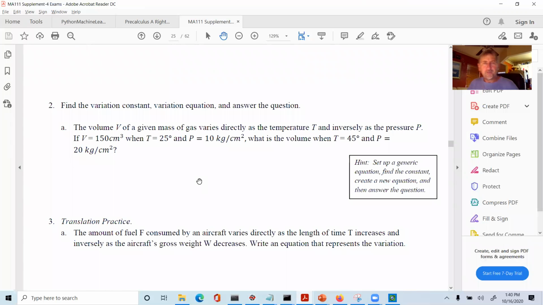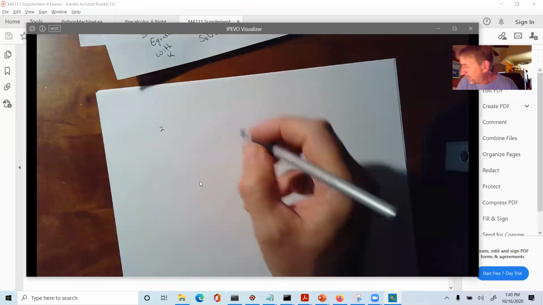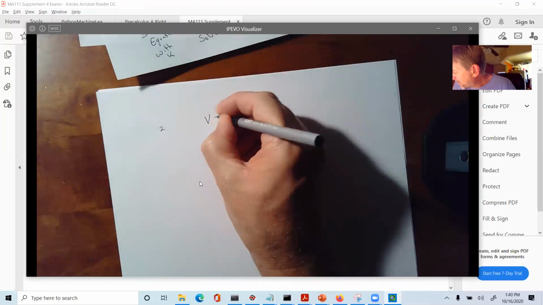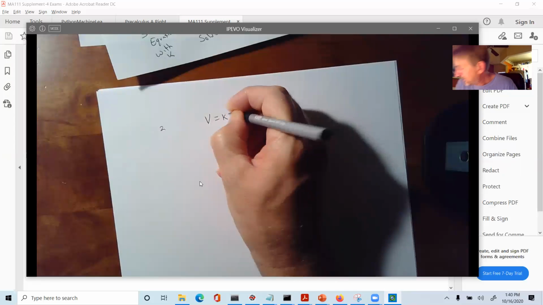All right, so on to problem 2. Oh, here comes the ideal gas law. So number 2, find the variation constant and variation equation, same thing. The volume of a given mass varies directly as temperature.